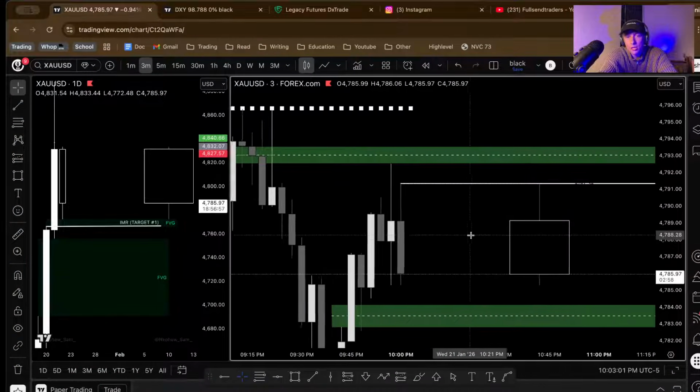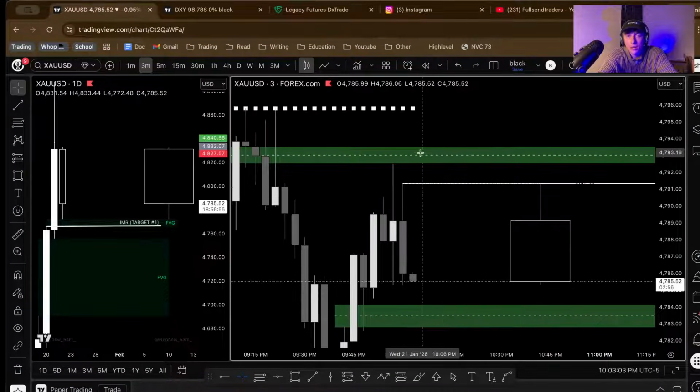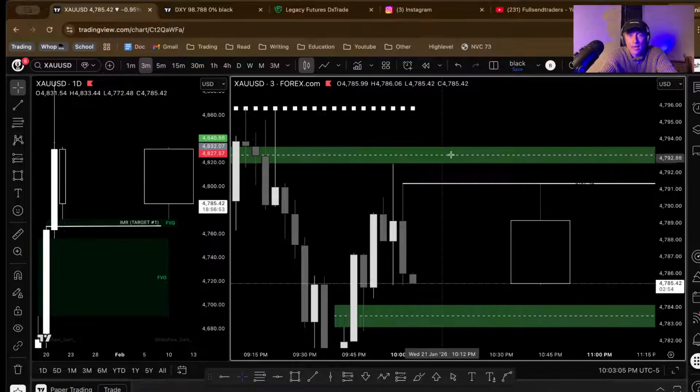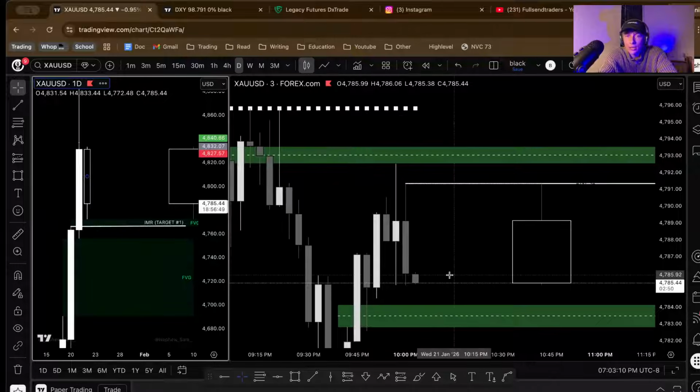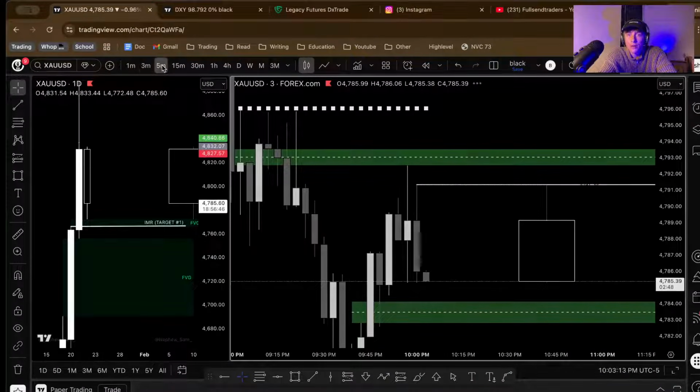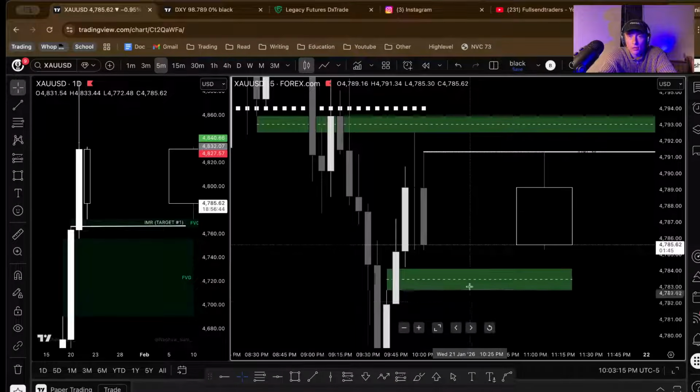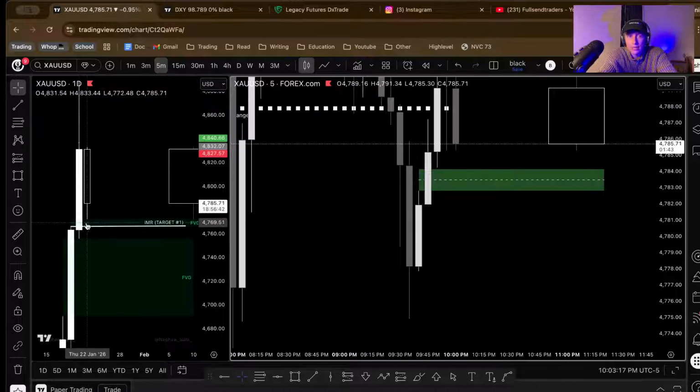So I'm going to be patient and I'm going to see whether we come back up into this area. If we take out this high and tap into that 30-minute gap, then I'd look for sells and just literally target this area right here. Otherwise, if we break below this 5-minute gap, then I'm also going to go sells from there. Once again, aiming for this daily gap right here.